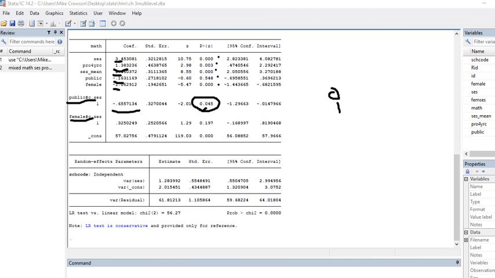The interaction between female and SES at level 1, there's the coefficient, and you can see that that was not significant. Typically, you would probe a significant interaction and sort of pay less attention to non-significant interactions.